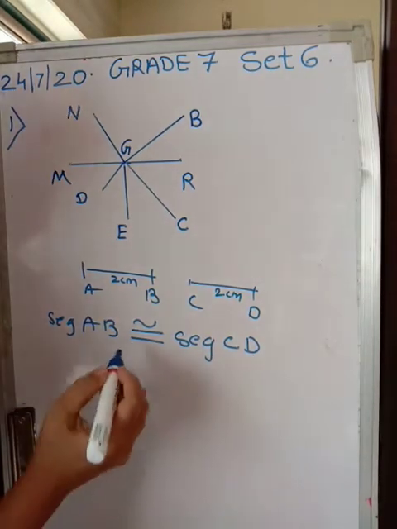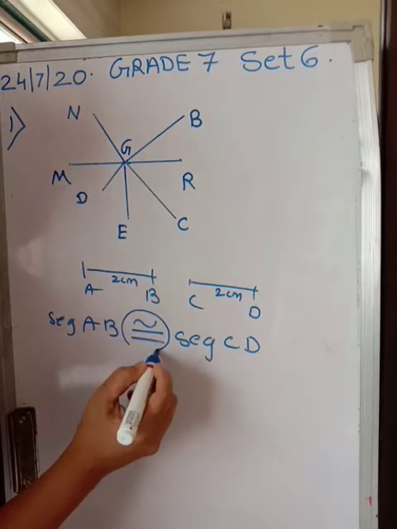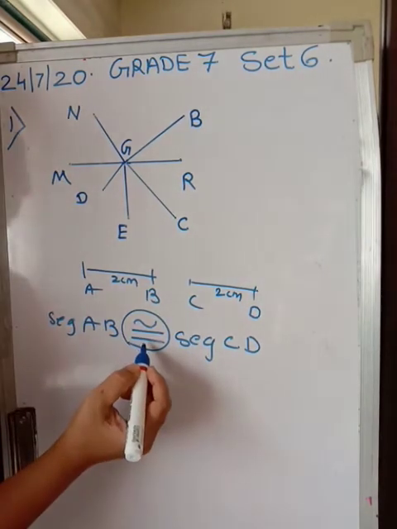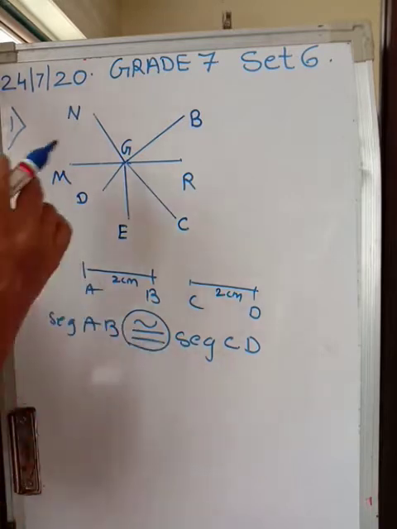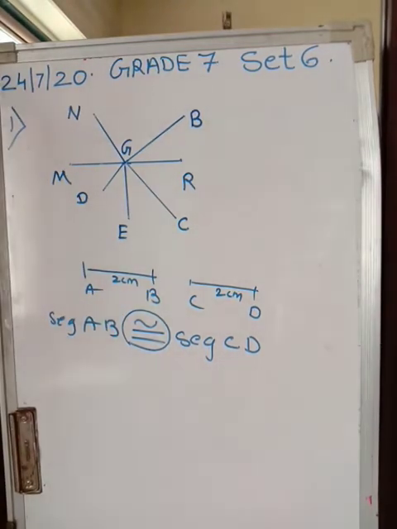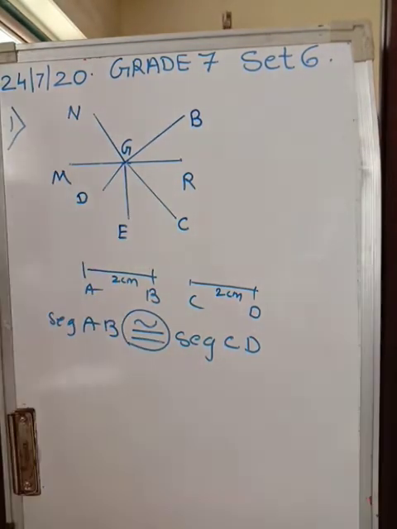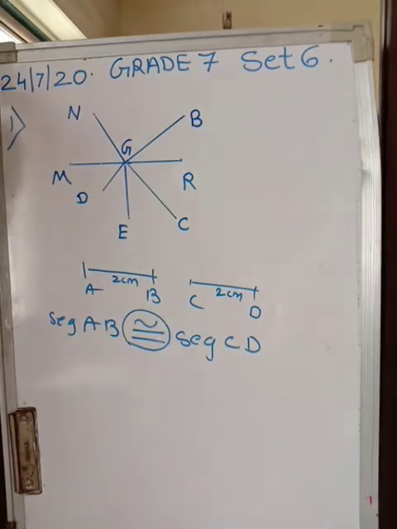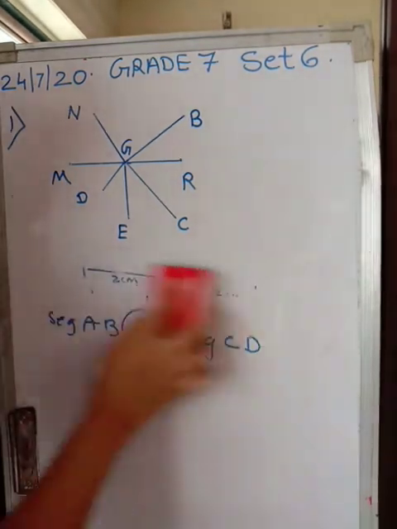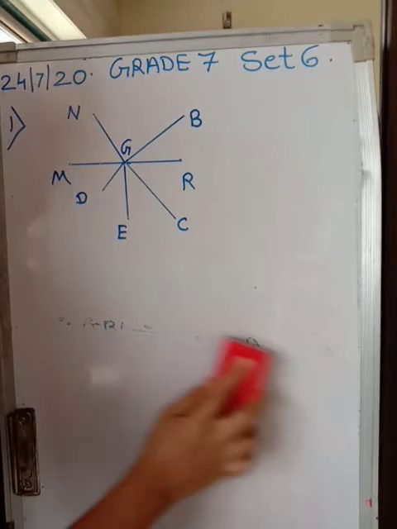And the congruent sign is denoted by this sign. Okay, so this is the sign of congruence. Now come back to the question again. It says, write the names of pairs of congruent line segments. So in short, we have to check the length of each segment over here.